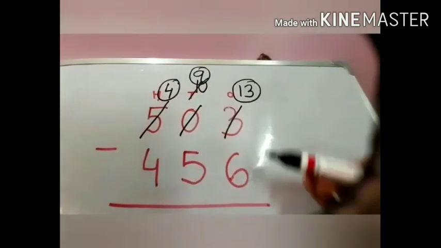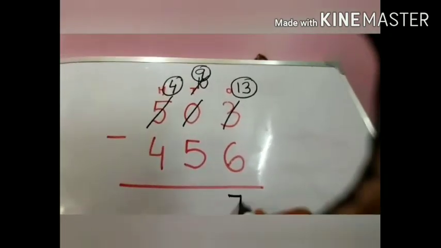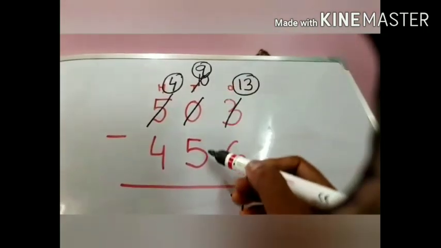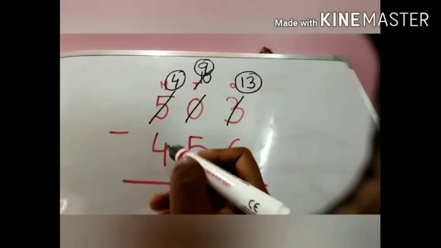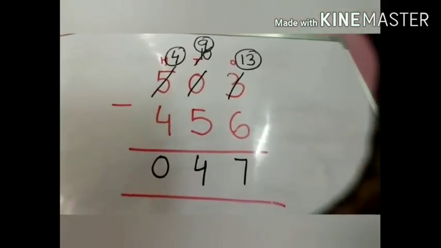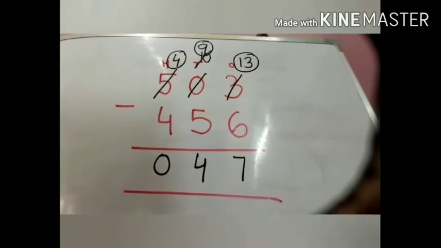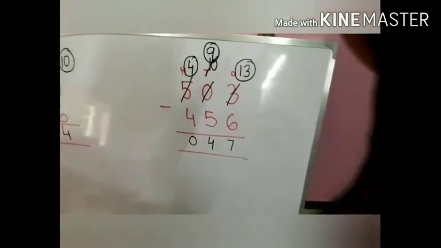Yes. From 13, if we take away 6, how much remains? 7. Then from 9, if we take away 5, 4. And 4 minus 4 is 0. That you know. So, in this way, you have to practice in your copies. Okay, children?